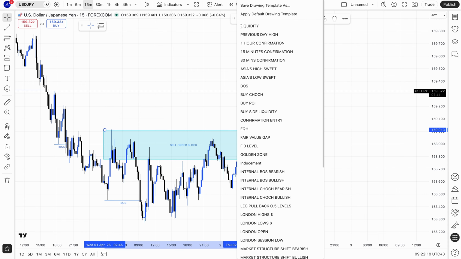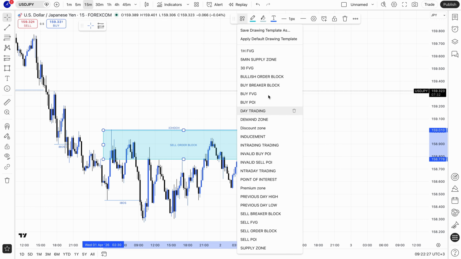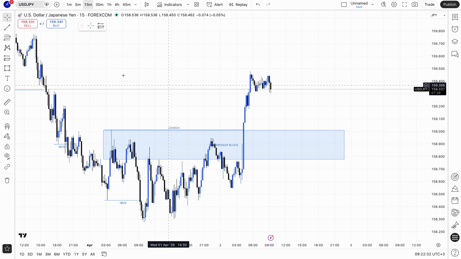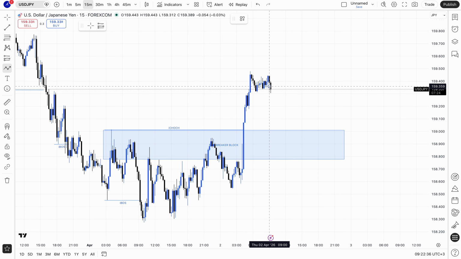Then the market shifted to the upside again, internal market structure. So this was our sell. Then after being disrespected, turned into our buy breaker block. So what we're expecting? We're expecting one thing. We're expecting for the price to come back here.